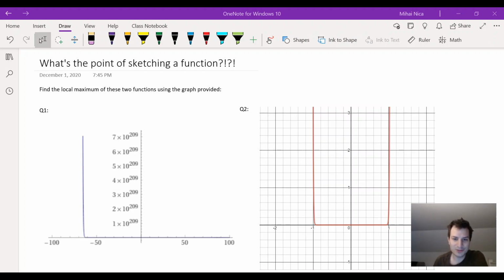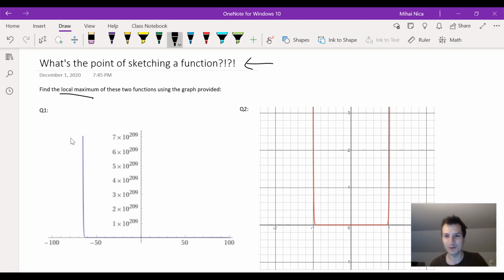Okay, so I wanted to make a short video here about this question, which is: what is the point? What is the point of sketching a function? And to demonstrate what I think the point is of sketching a function, using what we learned in our class in Calculus 1, I wanted to give two examples. And here's the question. Find the local maximum of these two functions.